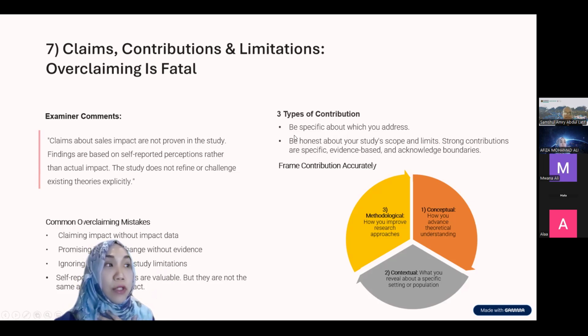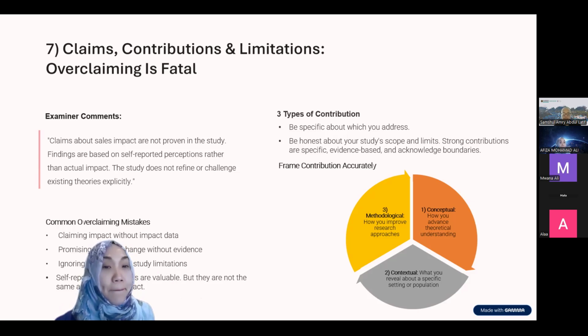So how do you not make those kinds of claims? You look at the contribution of your study. Be specific about your contributions and be honest about your scope and limits. Okay. Strong contributions are specific, evidence-based, and acknowledge boundaries. Now, guys, PhD work is judged on the quality of its boundaries as much as its discoveries. Can you understand that? That means if it has boundaries, that is also research. Yeah, you found a limitation there. So don't be scared of being honest about it. Don't hide that limitation when it's pretty obvious. Okay, so if you didn't measure impact, don't claim impact.